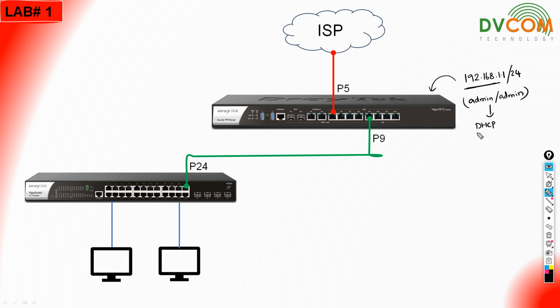The default subnet for your LAN interfaces is 192.168.1.0/24, and by default DHCP is enabled for this subnet. If you want to access your Vigor 3912 router, you can connect to any one of your LAN interfaces, either P9 or P10 or P11 or P12. It's up to you. Right now, I'm going to connect my laptop directly on the P12 interface, so that since DHCP is enabled, I get an IP address from this subnet.